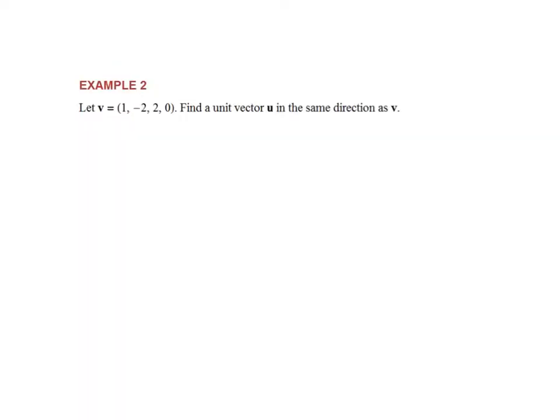So in an example here where we find the length of a vector, we are given a vector v. Notice v is in R4. It contains 4 entries. And we want a unit vector. Unit vector means it has a length of 1 unit. And a unit vector u that points in the same direction as v.